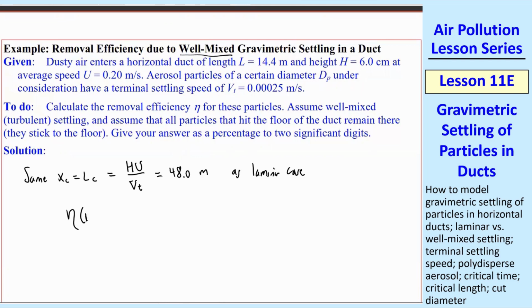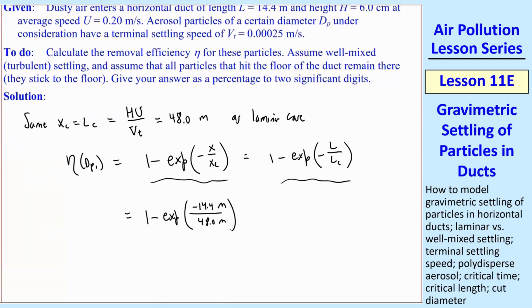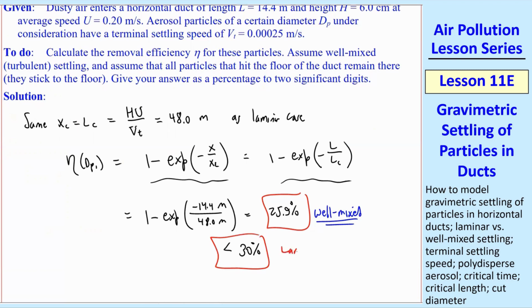But now eta at this dP1, if we want to call it that, is 1 minus exp of negative x over xc, or in terms of the actual L's of these ducts, the lengths of the ducts. The only difference here is you can do this one at any x you want, but typically all we care about is the actual duct length. So we're going to use L's for the most part. And so we plug in our numbers and we get 25.9%. So this is the well-mixed value compared to 30% for the laminar value.